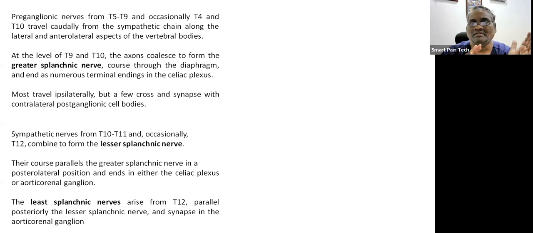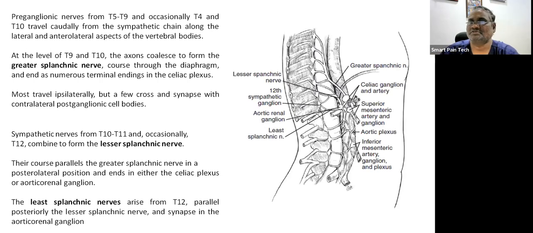Then the sympathetic nerves coming from T10 to T11 are called the lesser splanchnic nerve. Just remember the root value, lesser splanchnic nerve, T10 to T11, because in exams we may ask you. And T12, the least splanchnic nerve. These three groups of nerves coalesce at the celiac trunk and form a plexus, or ganglion, called the celiac ganglion or celiac plexus. So this is what I wanted you to understand. These are your sympathetic ganglions, which were covered in your last talk.